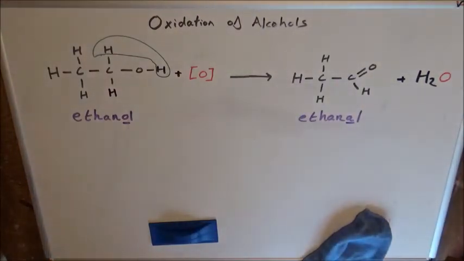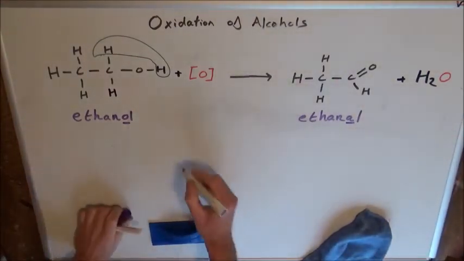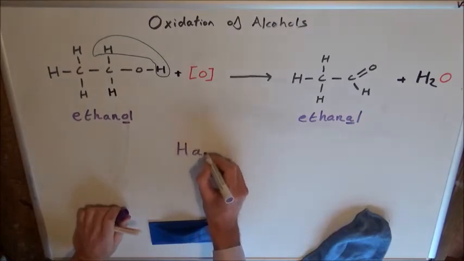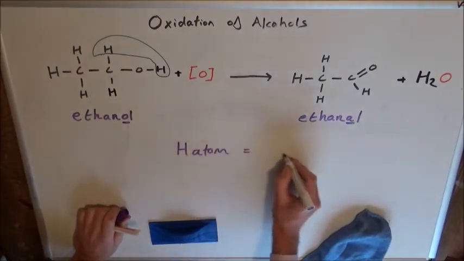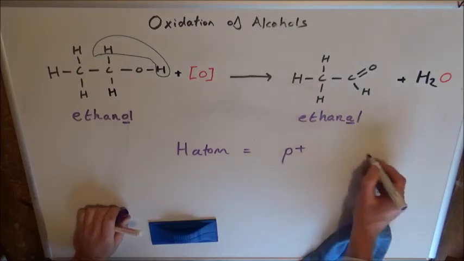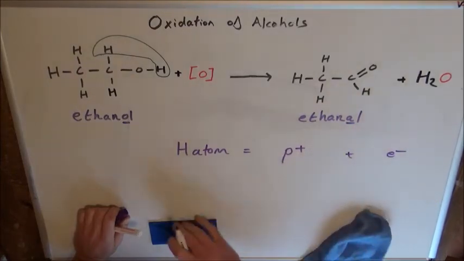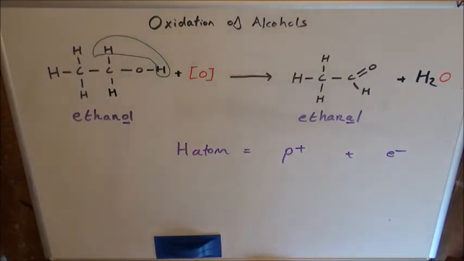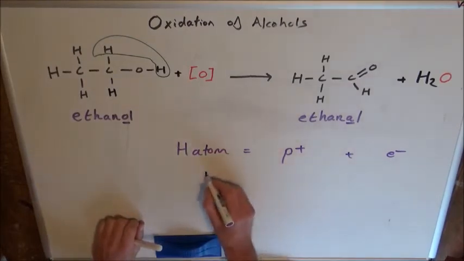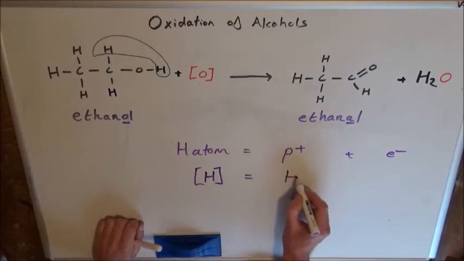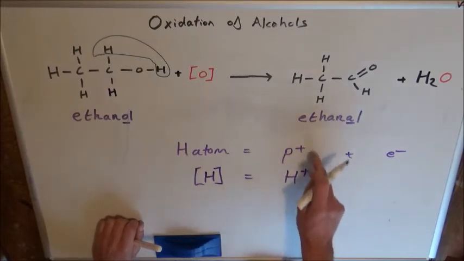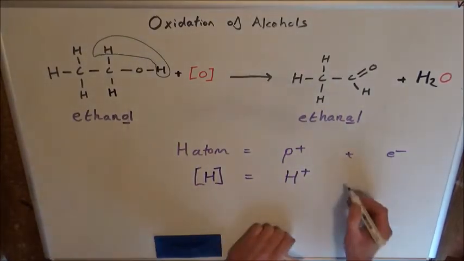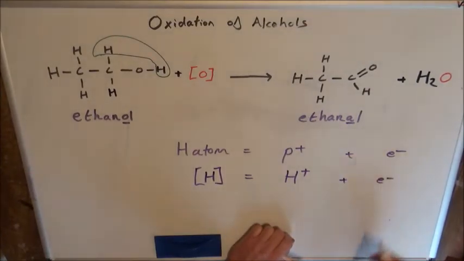If you think about what's inside a hydrogen atom, there's a H atom. It consists of one proton and one electron. There are no other protons or electrons, just one of each, no neutrons. So we can write H, just one hydrogen atom, is the same as a hydrogen ion, which is exactly the same as a proton, plus an electron.